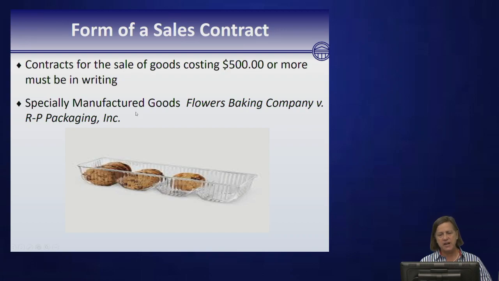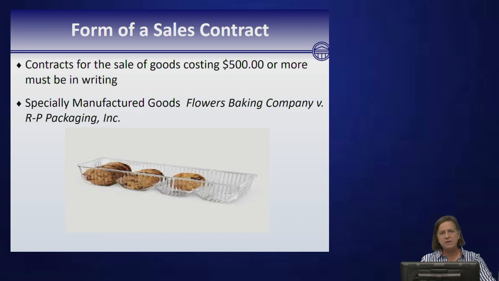Form of a sales contract. Remember, contracts for the sale of goods costing $500 or more must be in writing to be enforceable. There is an exception to the rule, and that is specially manufactured goods not suitable for resale in the ordinary course of business. That was the Flowers Baking Company case.